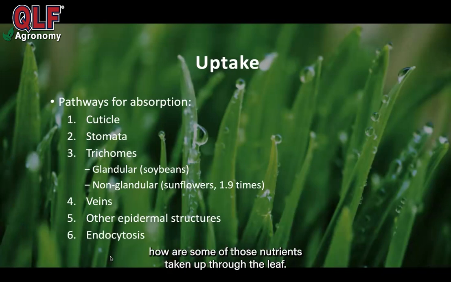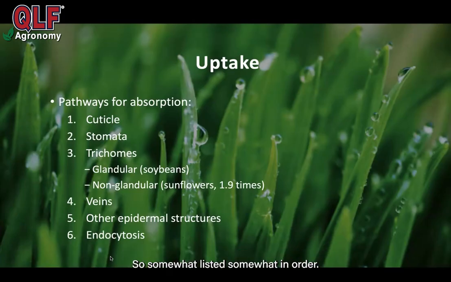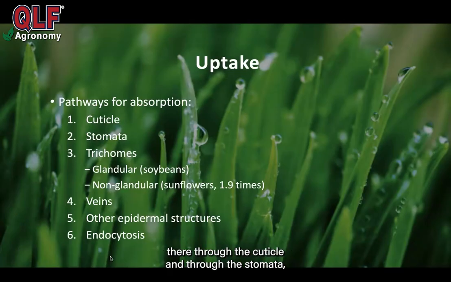So how are some of those nutrients taken up through the leaf? And there's actually multiple pathways, and look, some of these are more important than others, so it's somewhat listed in order, but I guess with the caveat here just saying that point 1 and 2 there, through the cuticle and through the stomata, these would be the generally accepted dominant two pathways of nutrient uptake through the leaf.